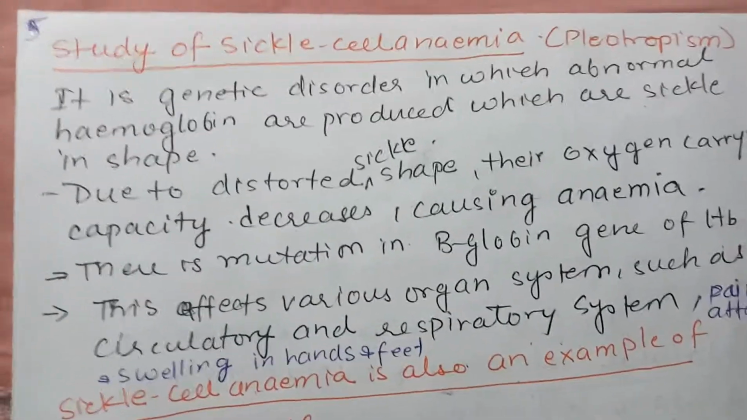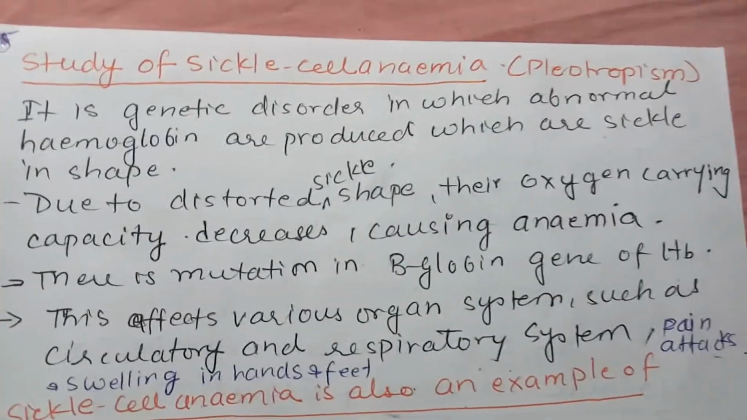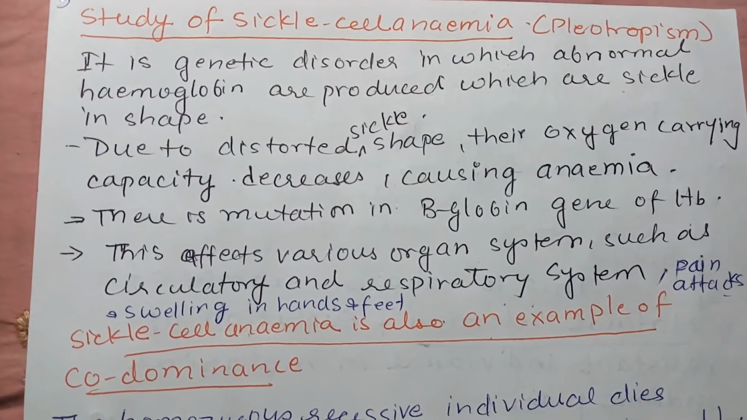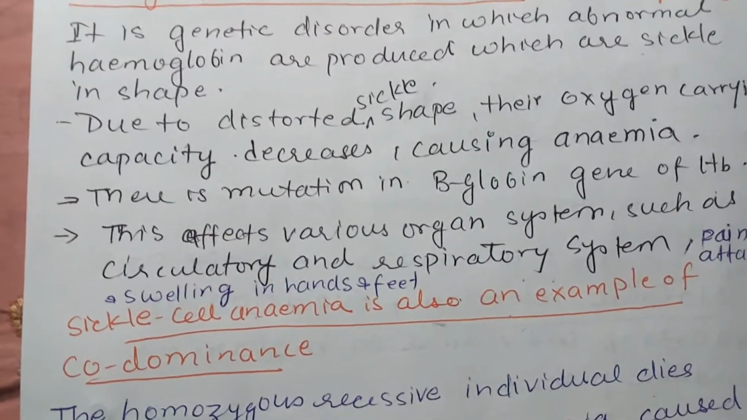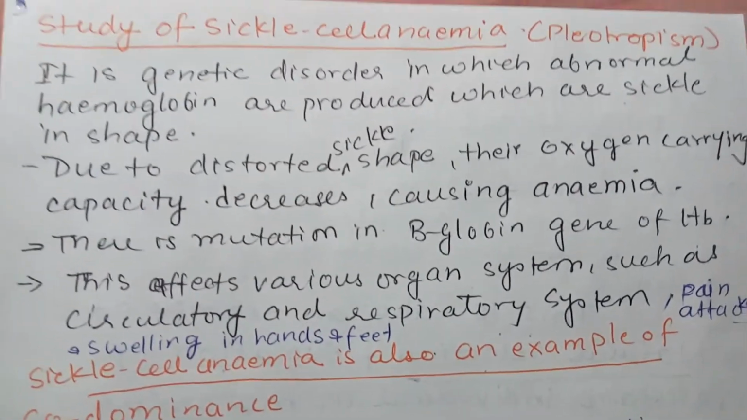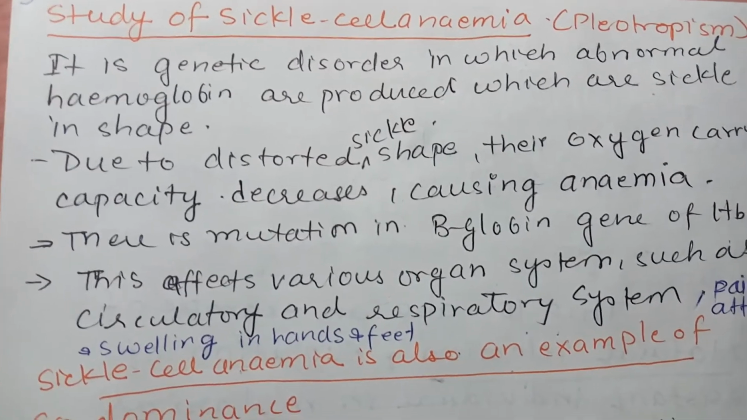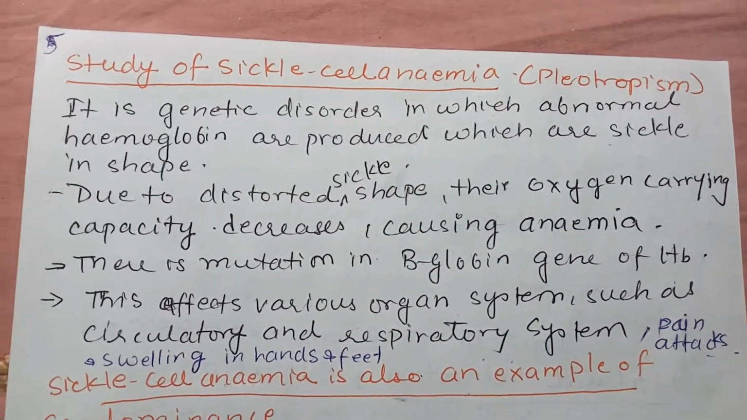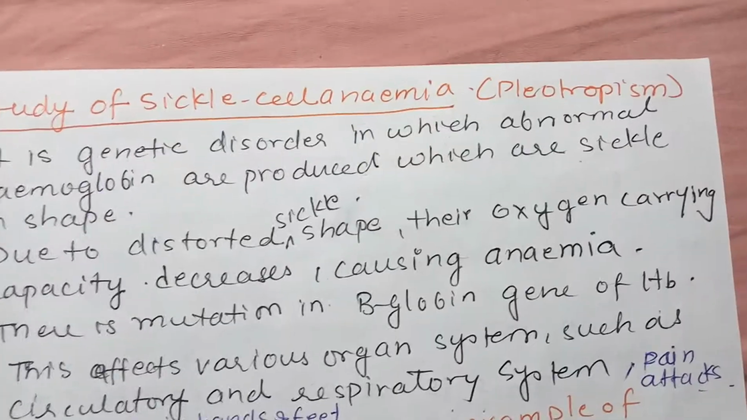Now the defect is mainly in the beta globin gene of hemoglobin, and once this defect is there, again multiple symptoms are produced. All these symptoms are related to the circulatory and respiratory systems, along with pain attacks and swelling in hands and feet. So one gene is causing multiple phenotypic effects. So again, this is an example of pleiotropism.